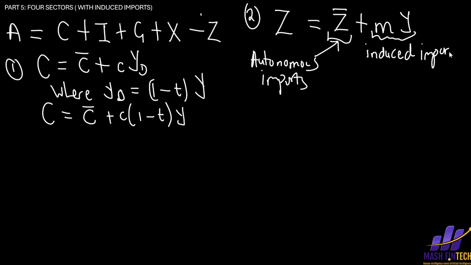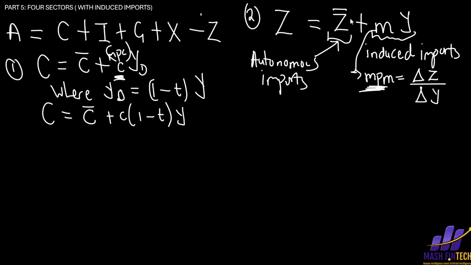Remember, in the consumption function, this small c is the marginal propensity to consume. In this case, this M is the marginal propensity to import, which is just telling us by how much our imports are going to change when there has been a change in income. That's what the marginal propensity to import is going to stand for. So this is our equation 2.